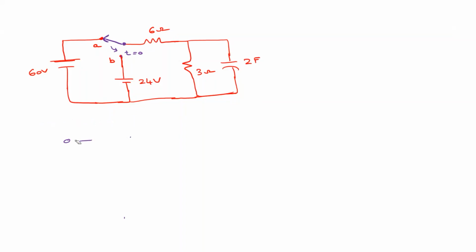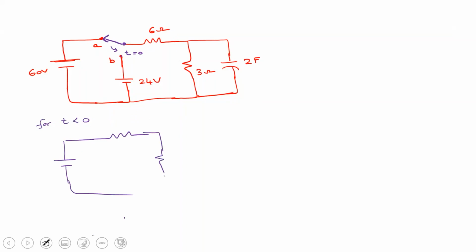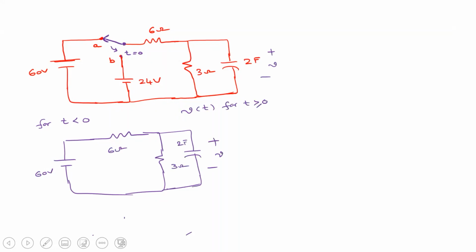So the first thing we have to do is obtain the initial conditions. We need to obtain the initial conditions for t less than 0. The circuit will be something like this. The switch is connected at A. And here is this capacitor. So this is the voltage across the capacitor. We need to find the voltage across the capacitor for t greater than or equal to 0. If you assume this is V, so this is 60 volts, this is 6 ohm, and this is 3 ohm, this is 2 farad, right?